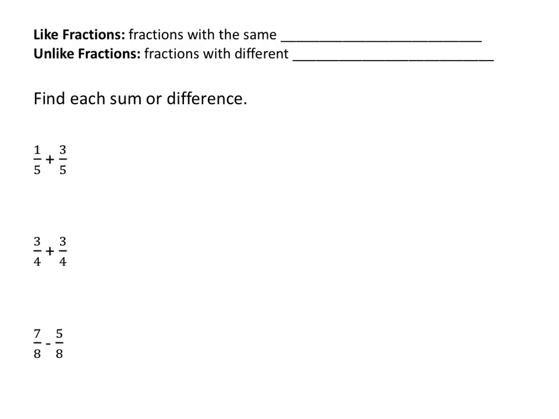When we're talking about fractions, we're really talking about two different types. We have like fractions and unlike fractions. Like fractions are fractions with the same denominator. And unlike fractions are fractions with a different denominator. The reason that we use that is because when we are adding and subtracting, we want to make sure that we have like fractions.